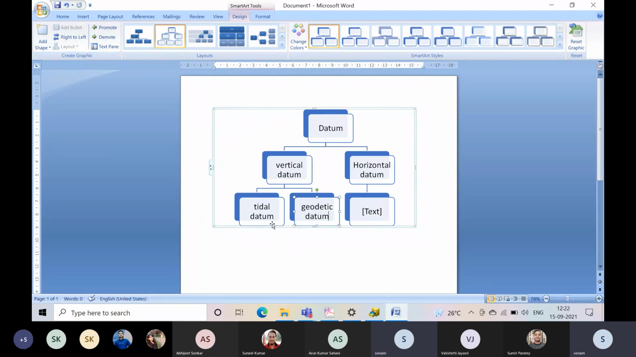So which height will be measured by the tidal datum? It will be the orthometric height. Okay. Which type of height will be measured by the geodetic datum? It will be geodetic height or ellipsoidal height.